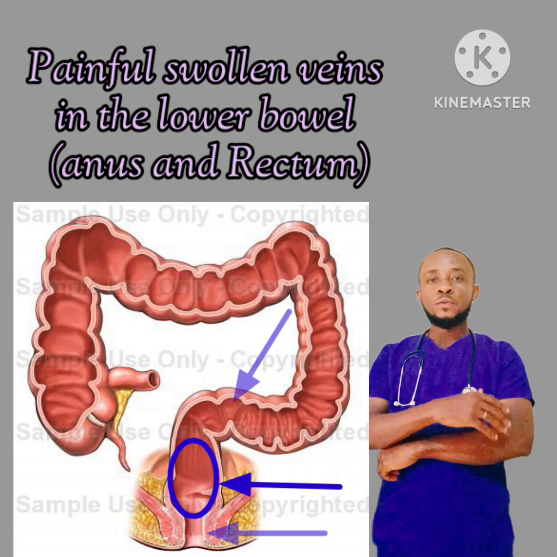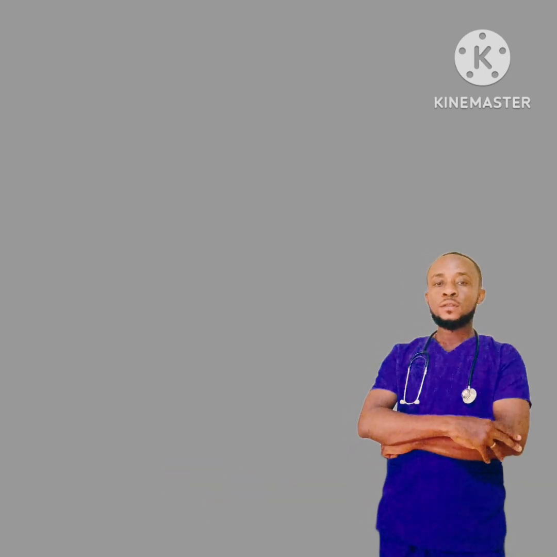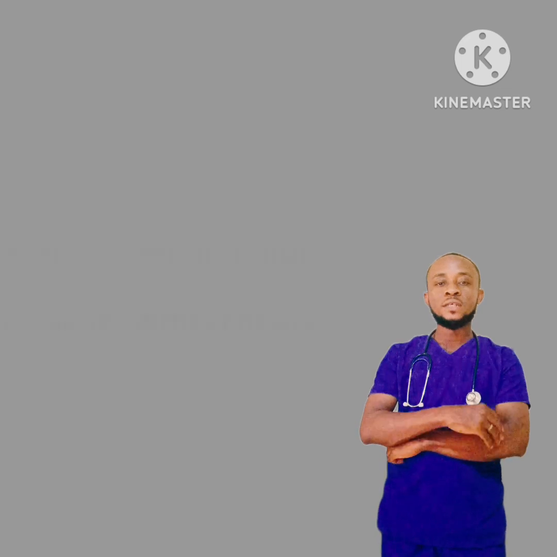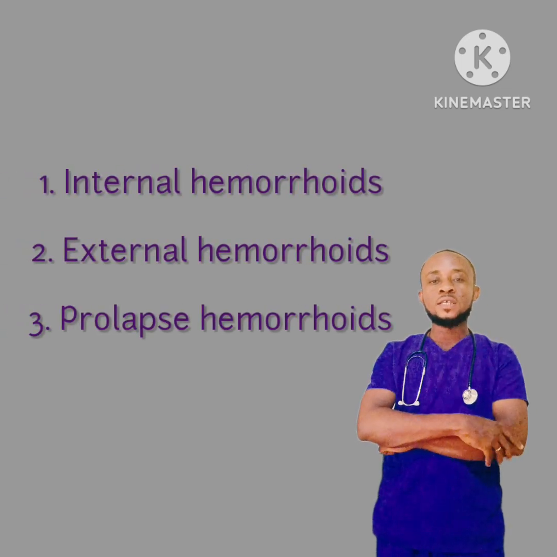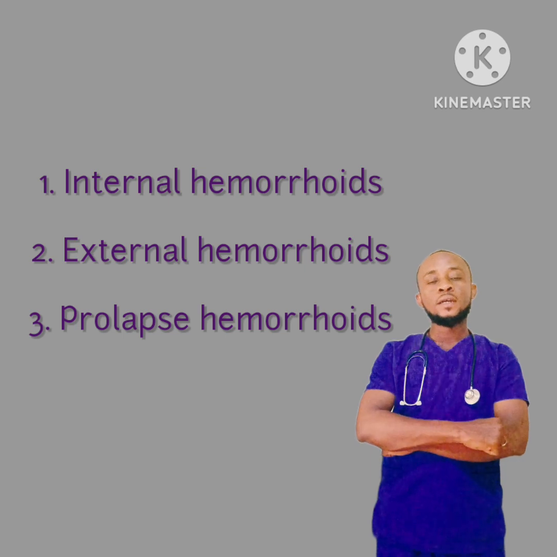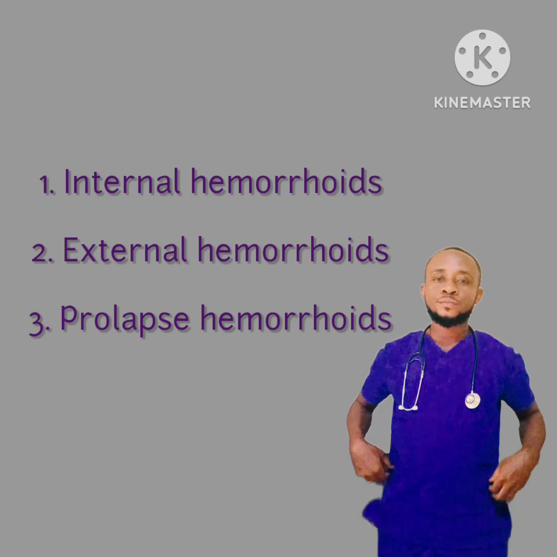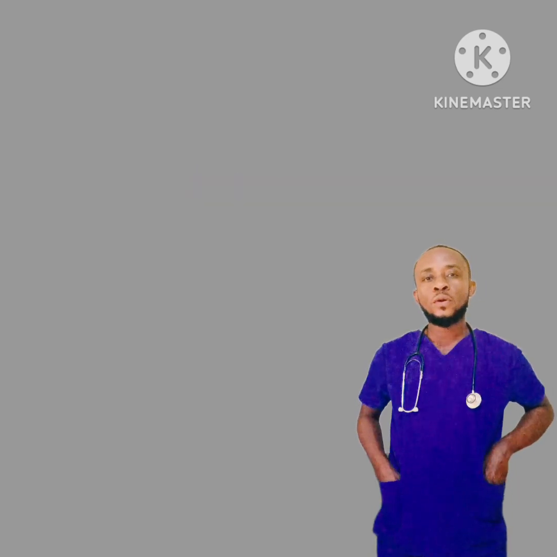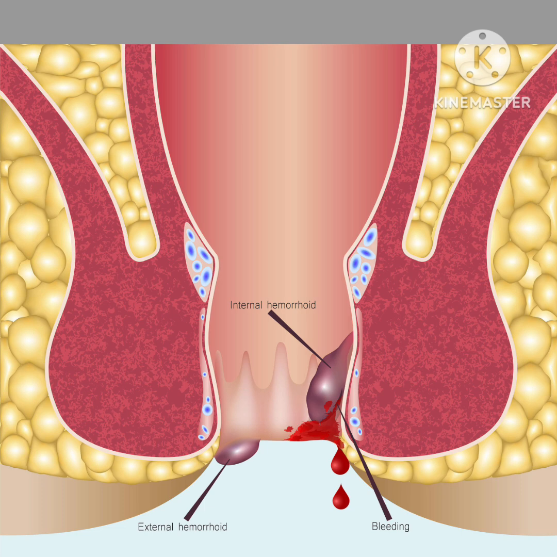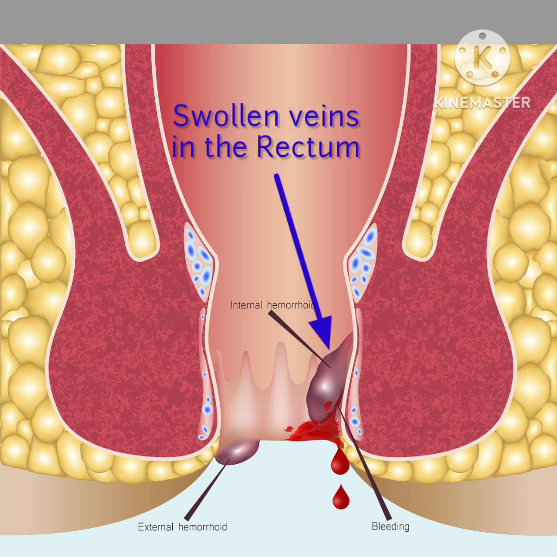So there are three types of hemorrhoid. We have the internal hemorrhoid, the external hemorrhoid, and prolapse hemorrhoid. So let's discuss the internal hemorrhoid. The internal hemorrhoid usually is the swelling of veins within the rectum that might bleed, but it's usually not painful. So what you will see most commonly is blood stain in your stool, or whenever you clean after passing stool, you will see a bright red blood on the tissue.